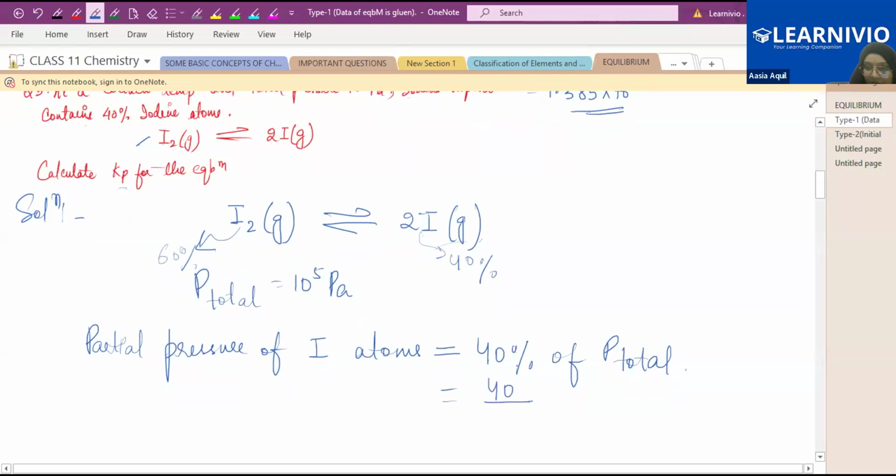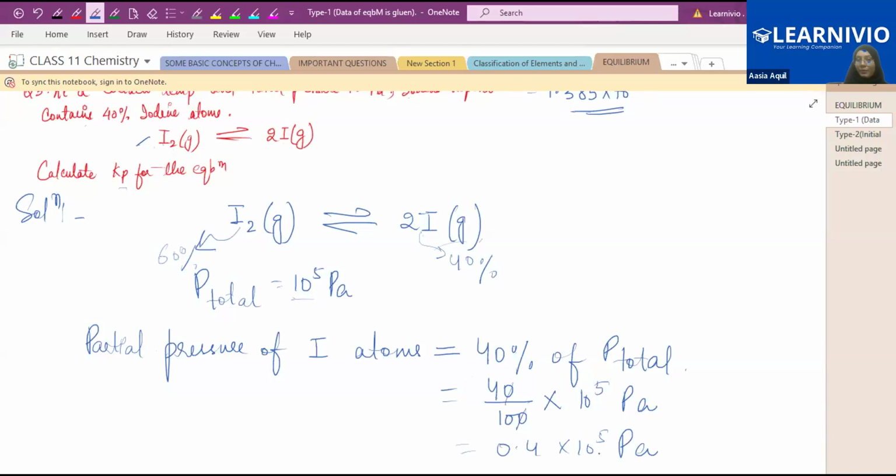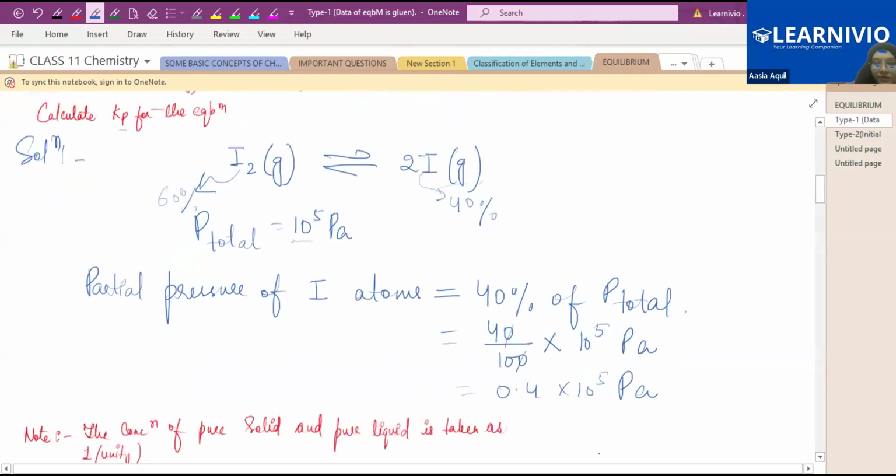You know very well how to calculate this. 40 upon 100 multiplied by P total. What is P total? P total is 10 raised to the power 5 Pascal, right? So the zero will cancel out and it will become 0.4 multiplied by 10 raised to the power 5 Pascal. So that is the partial pressure of iodine atoms. Similarly, you can also calculate the partial pressure of I2, the iodine molecule. Just quickly solve this. What is the partial pressure of iodine molecules? It's 60% of the P total, right?